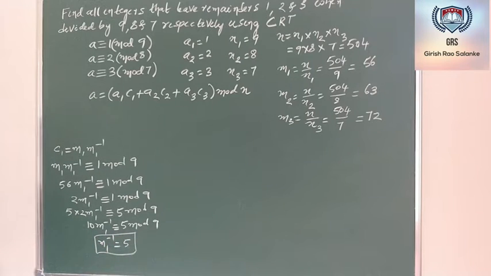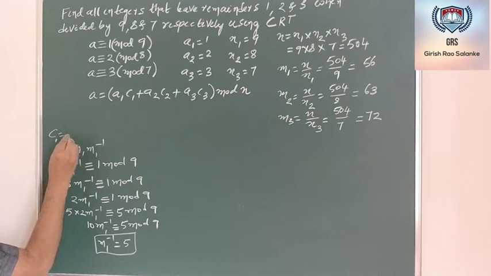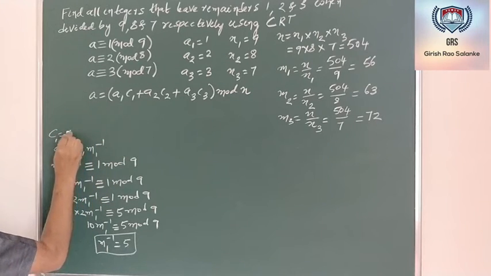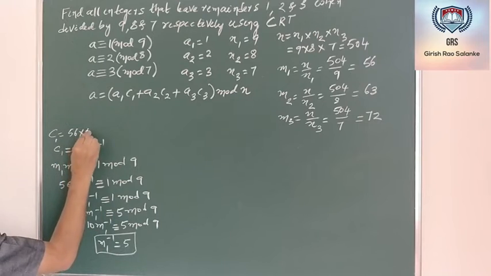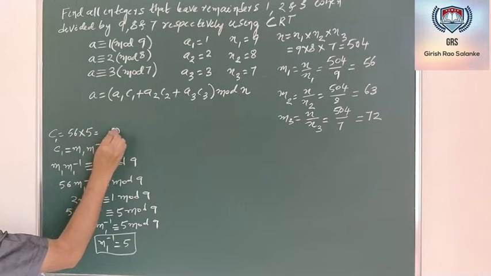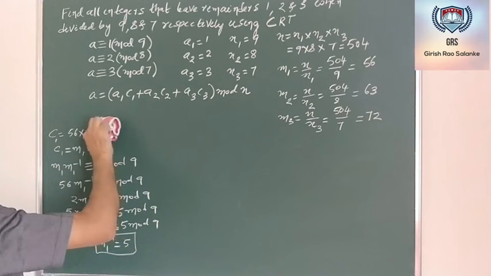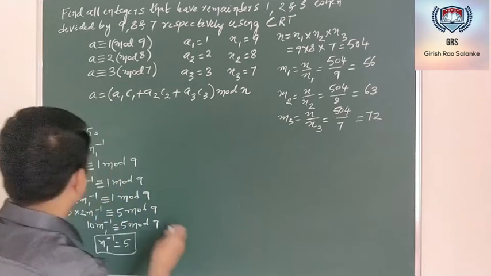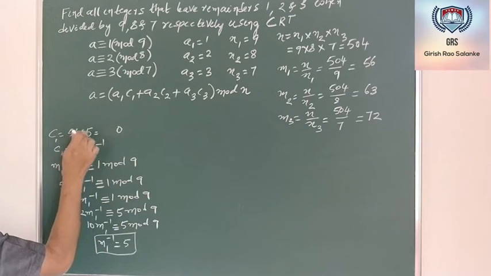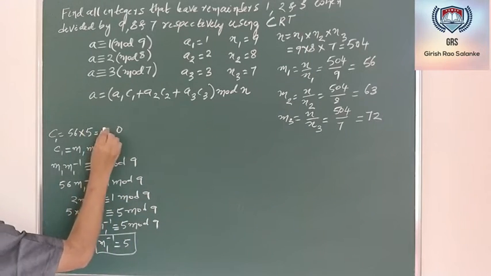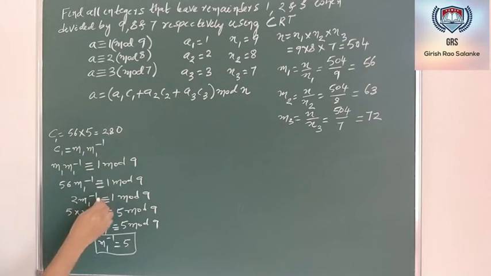I got my m1 inverse as 5. Now how to get C1? C1 is equal to m1 times m1 inverse. The m1 value is 56, so 56 into 5. 6 5s are 30, carry 3; 5 5s are 25, 25 plus 3 is 28. I got my C1 value as 280.